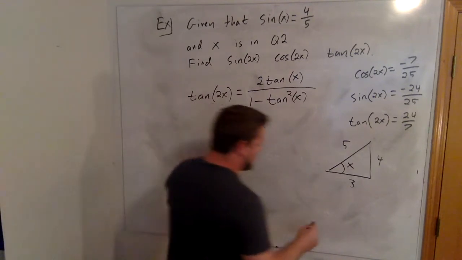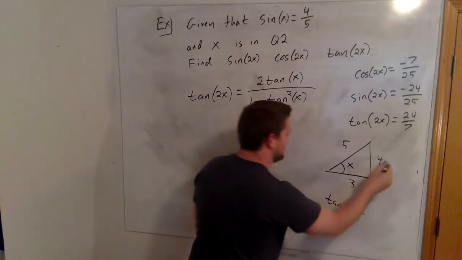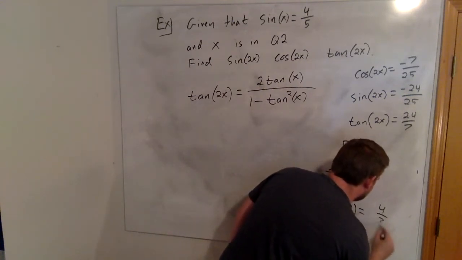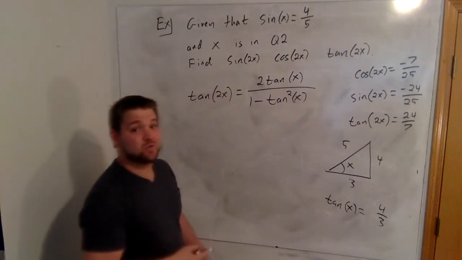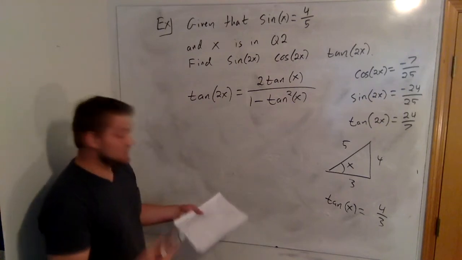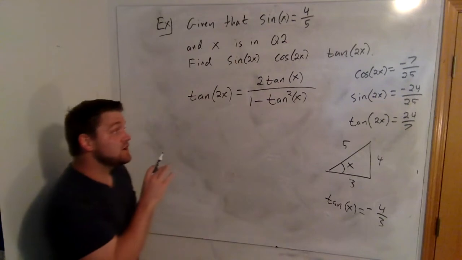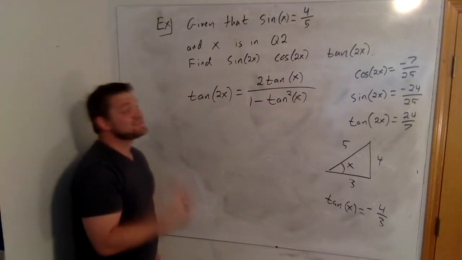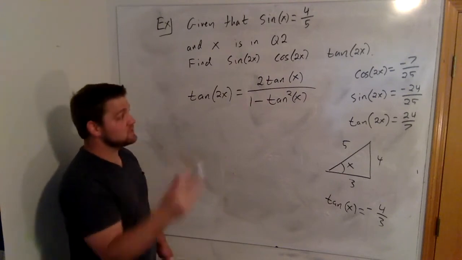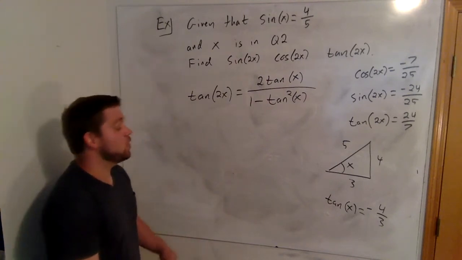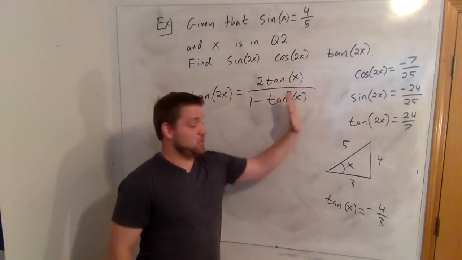Looking at our triangle, the tangent of x would be 4/3. But we have to be careful here. We're in quadrant 2, and tangent is negative in quadrant 2, so we need to put a negative here. Sine is positive in quadrant 2, and cosine is negative in quadrant 2. Tangent is sine over cosine, so one's positive, one's negative. That means tangent's negative there. Or you could think of the slope of the line in quadrant 2 as a negative slope.